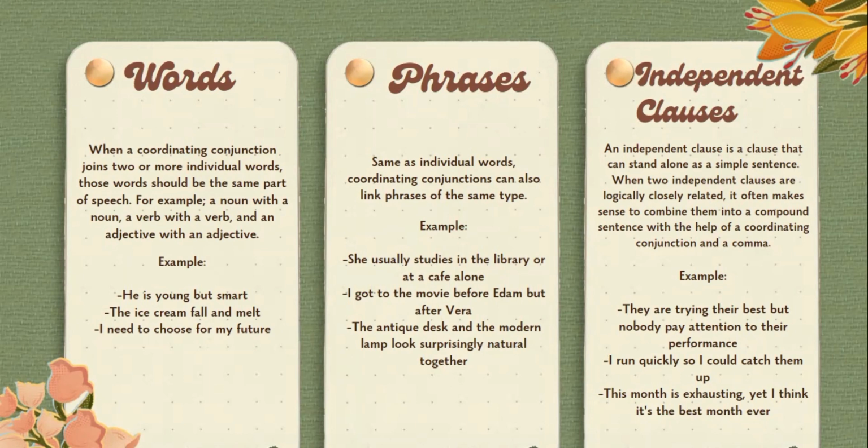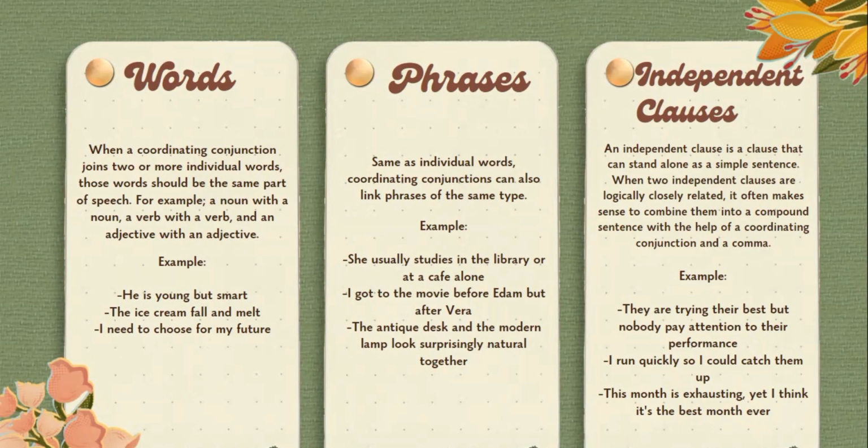For the phrase, same as individual words, coordinating conjunctions can also link phrases of the same types. The examples here are: she usually studies in the library or at a cafe alone. I got to the movie before Adam, but after Vera. The antique desk and the modern lamp look surprisingly natural together.